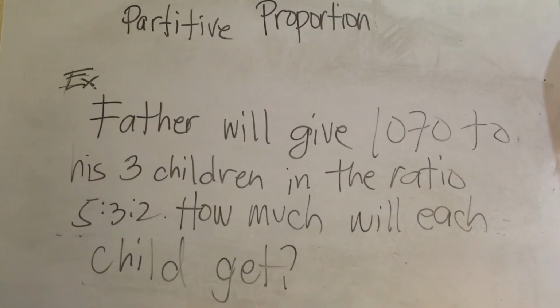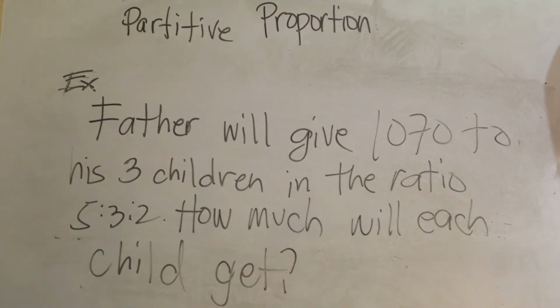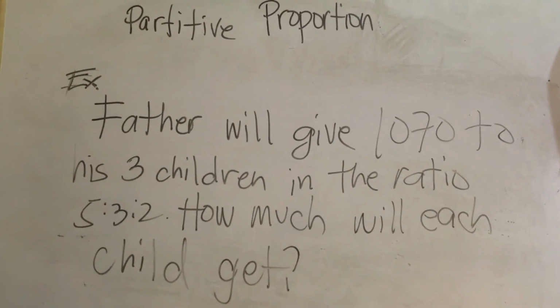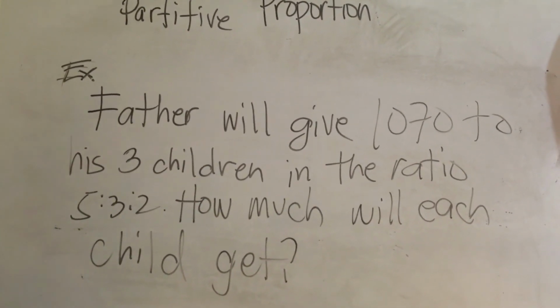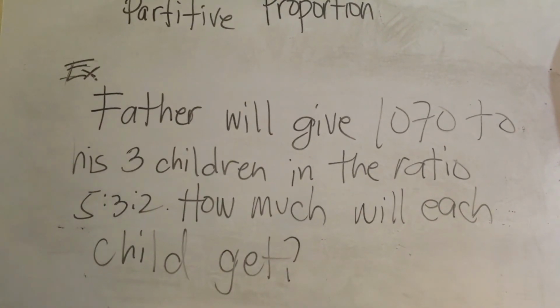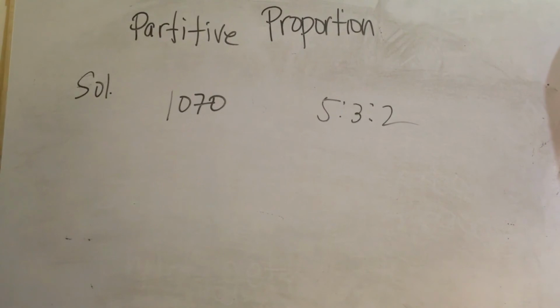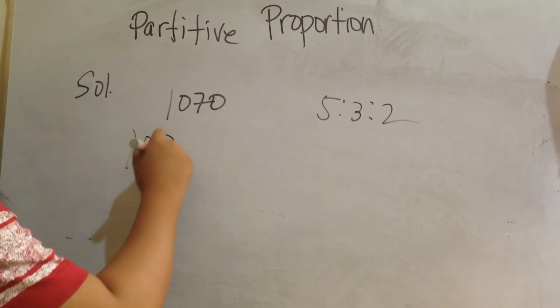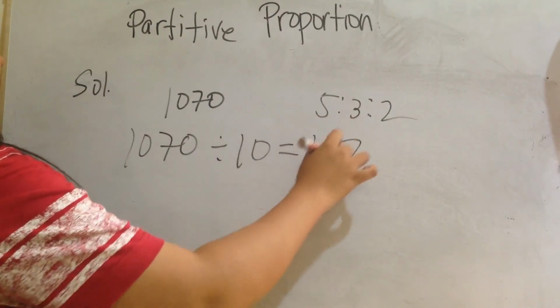Here's an example of problem solving involving partitive proportion. Father will give 1070 to his 3 children in the ratio of 5:3:2. How much will each child get? Divide 1070 by the sum of the ratio 5:3:2, which is 10, equals 107.